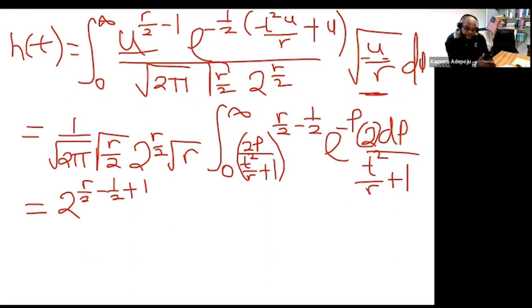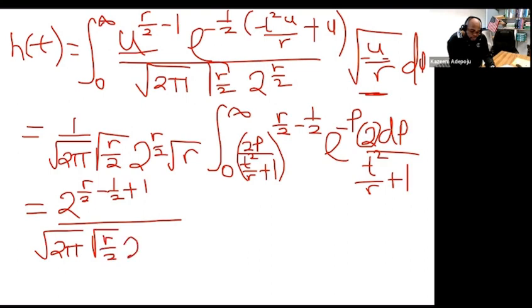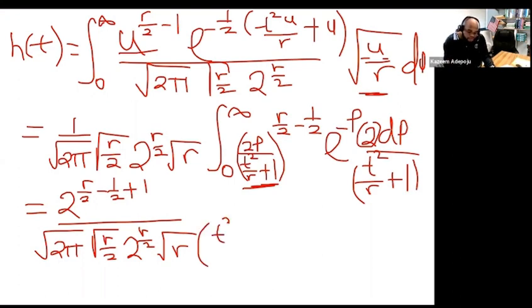If that comes out, then I'm going to have divided by square root of 2 pi gamma r over 2, 2 raised to power r over 2, square root of r. Now, when you take a look here, you have t squared over r plus 1 carrying as a power of r over 2 minus r, and I also have it here. So I'm going to combine them. When I combine them, it's going to be t squared over r plus 1 raised to power r over 2, and because I have minus half plus 1, it's going to be plus half.